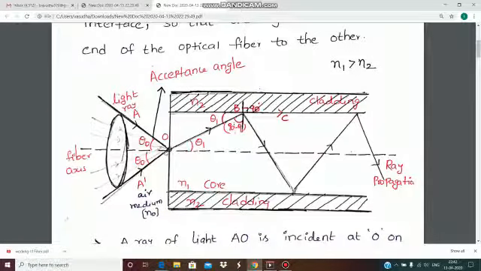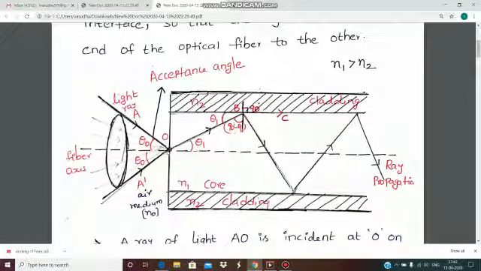If the angle of incidence at the end face of the core is less than or equal to theta naught, then the angle of refraction becomes less than or equal to theta 1. Then the angle of incidence at the core-cladding interface becomes greater than the critical angle. If it is greater than the critical angle, light rays are totally reflected back into the same medium, which means total internal reflection takes place here. Otherwise, what happens here?